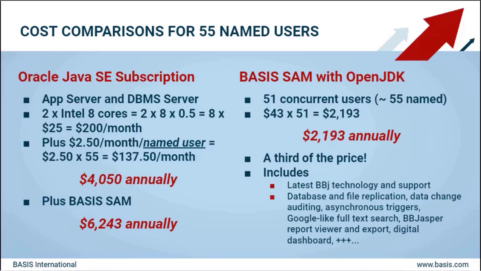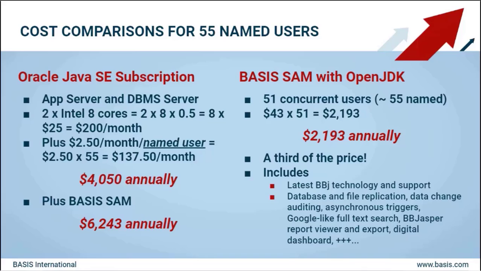Over on the other side, the Basis SAM is delivering OpenJDK. First of all, the Basis user count, as you know, is structured by concurrent users. So, in this 55 user example, the number of concurrent users would be less. So we've used a very conservative count reduction to 51 concurrent users. That pricing comes out to be just under $2,200 a year. That's a third of the price.